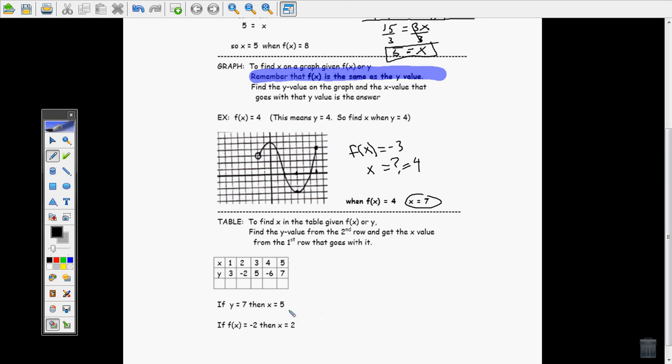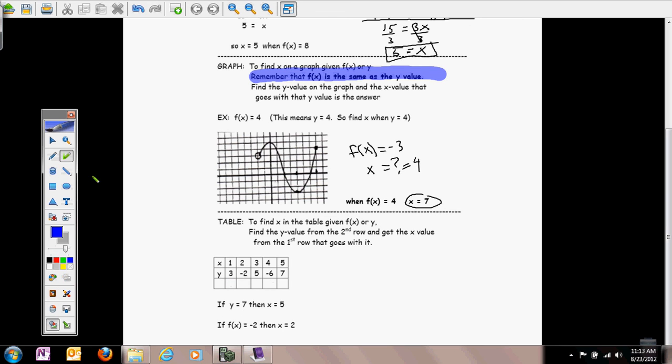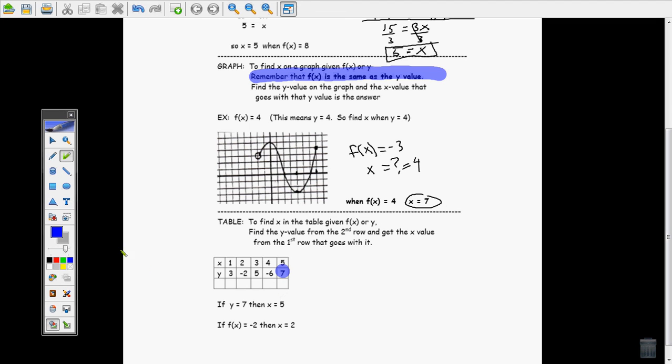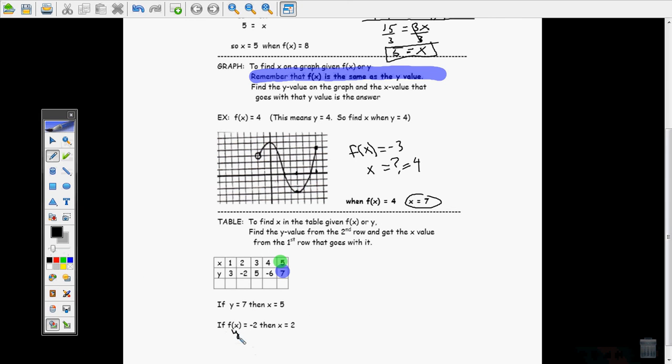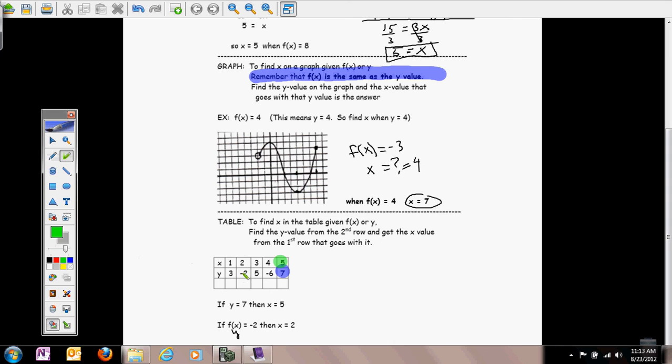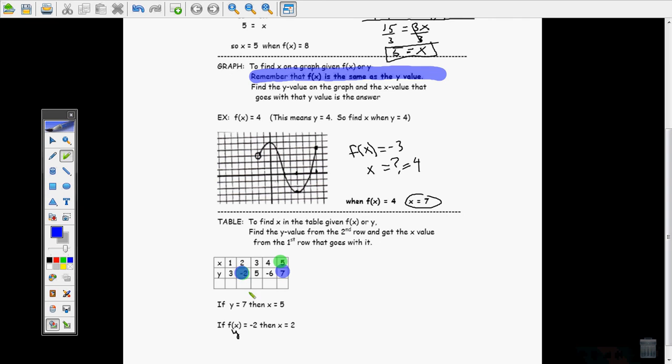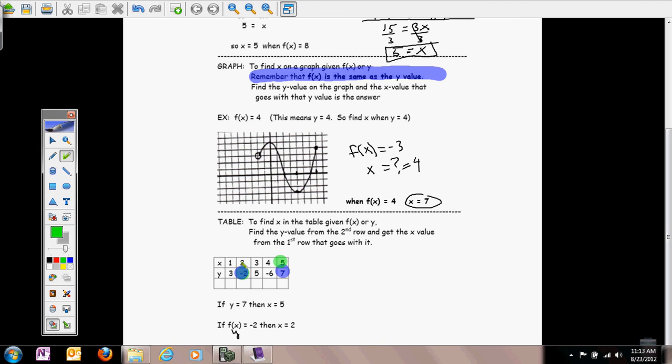When you're working with a table, it says if y is equal to 7, what's x? Well, when y is 7, tables are very simple to work with. When y is 7, x is 5. That's the x that goes with that y. If f of x or y, remember this is, can't say it enough, this is really y. When y is negative 2, what's x? Well, I probably should have done this in this color so I don't confuse you. When y is negative 2, then x is 2.